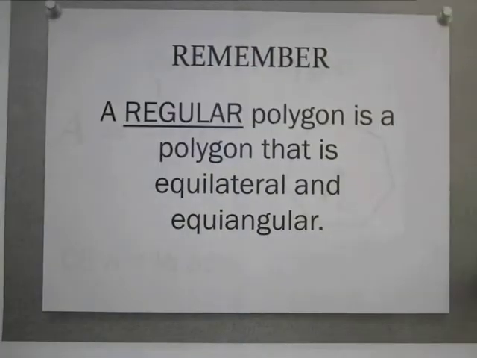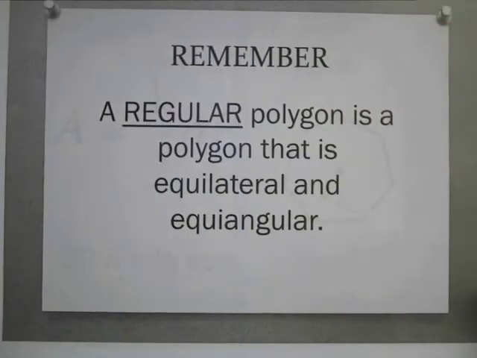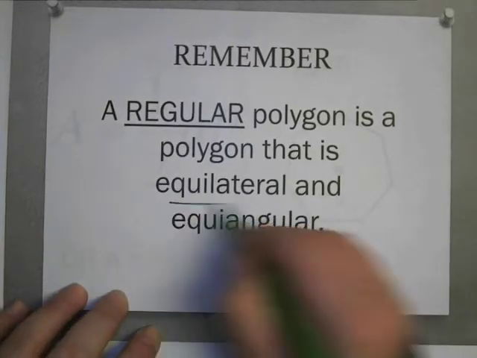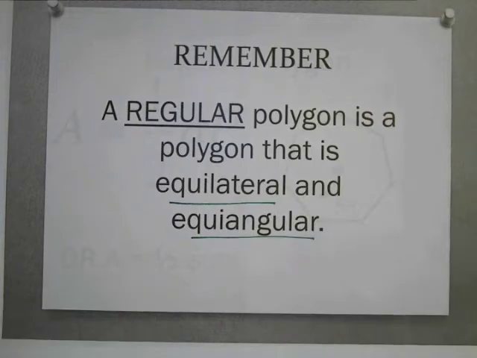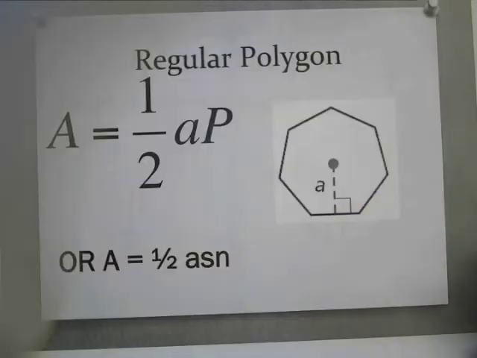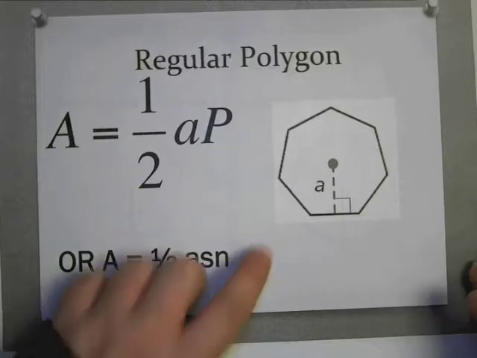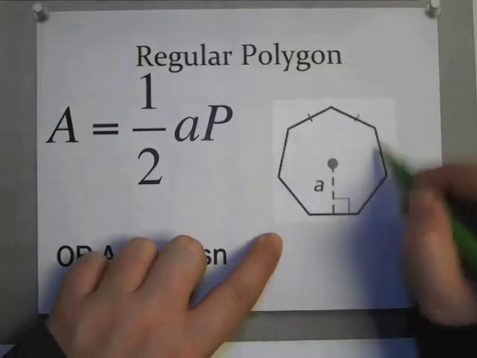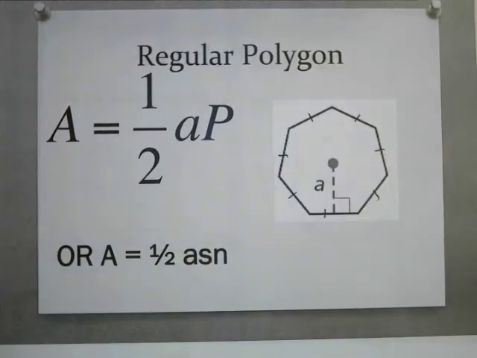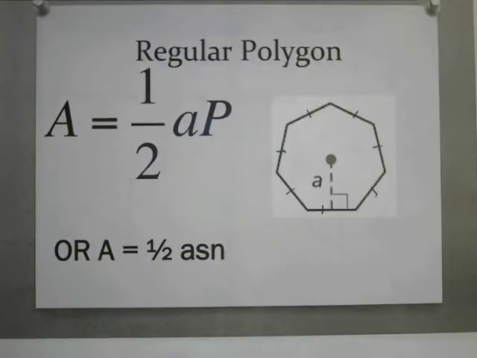Also remember that a regular polygon is a polygon that is both equilateral and equiangular. So all the sides are congruent, all the angles are congruent. And that's the formula that we're going to talk about right now. So a regular polygon. Here we have a regular 1, 2, 3, 4, 5, regular heptagon. So we have 7 sides.